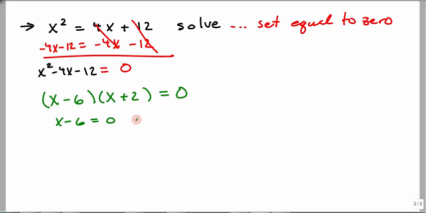So here we have x minus 6 equals 0, or x plus 2 equals 0. And again, this is basically using the zero factor property. And that zero factor property is going to come in handy a lot.